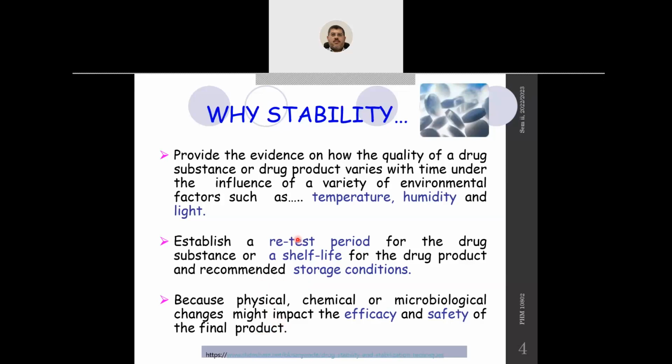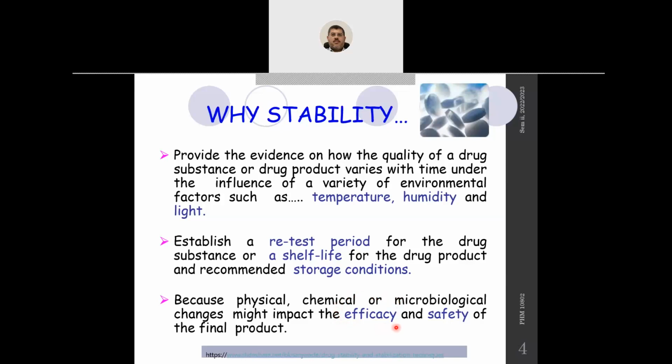Okay, so why do we need to check the change in these properties over time? Because they affect the efficacy and safety of the final product. When it comes to efficacy, when the physical properties change in the pharmaceutical formulation, like particle size in a suspension, it may affect, for example, bioavailability of the drug once taken orally. Physical properties like dissolution from tablets, if changed with time, will also affect the bioavailability.